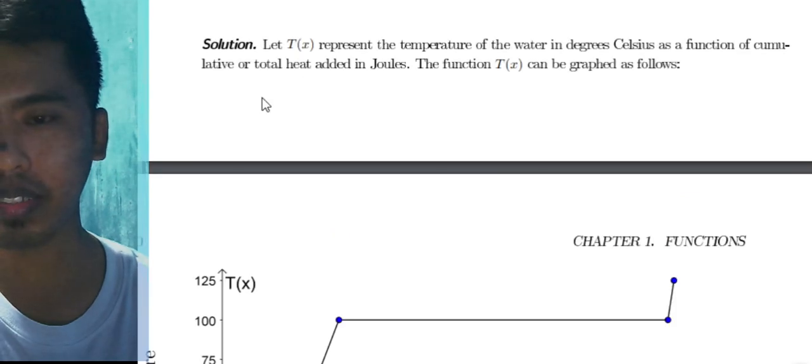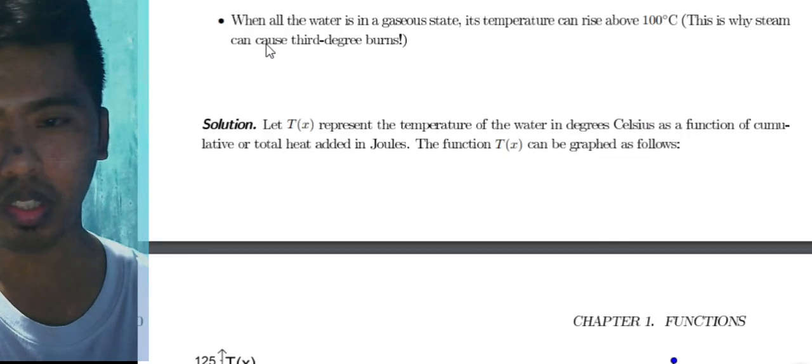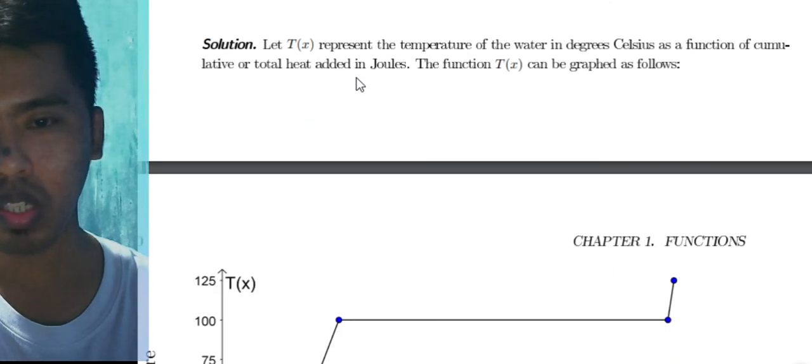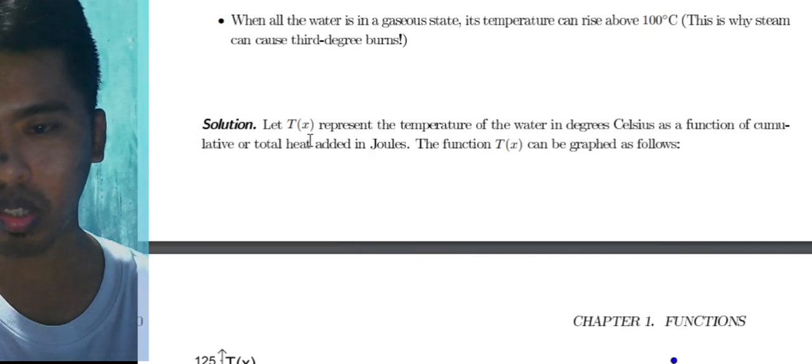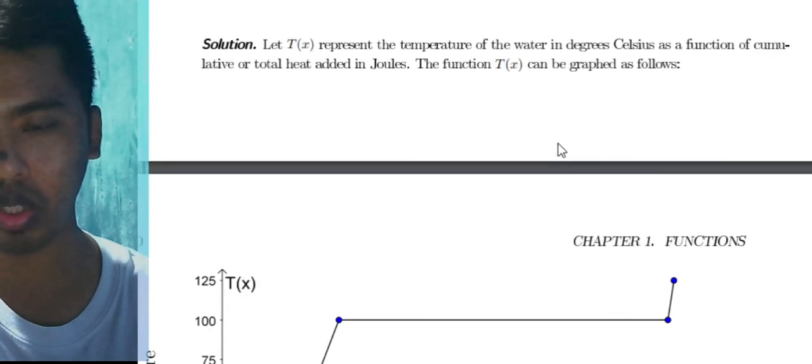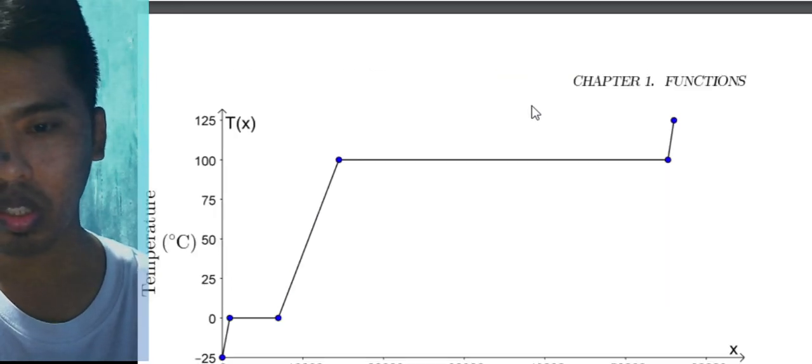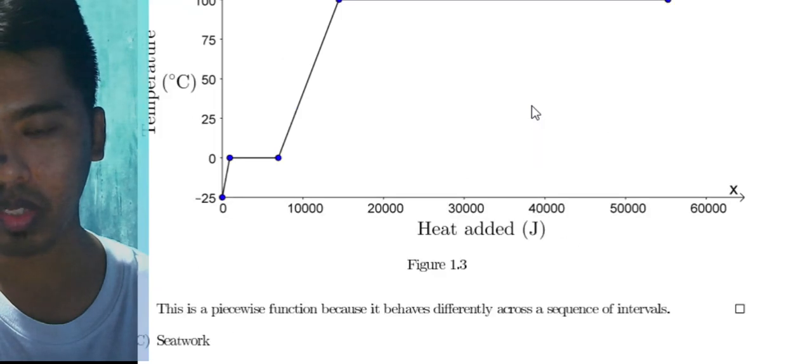Anyway, this would become like this, the solution. I'm not really sure on this one because it talks about science. I don't know about the joules. So let T(x) represent the temperature of the water in degrees Celsius as a function of the cumulative or total heat added in joules.